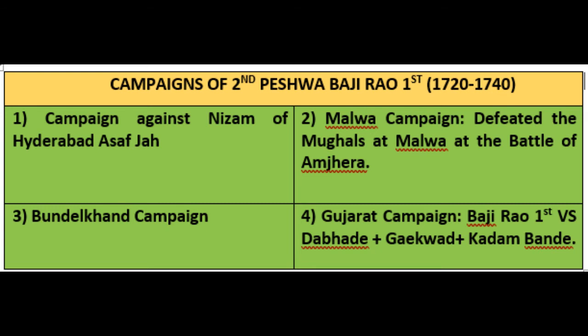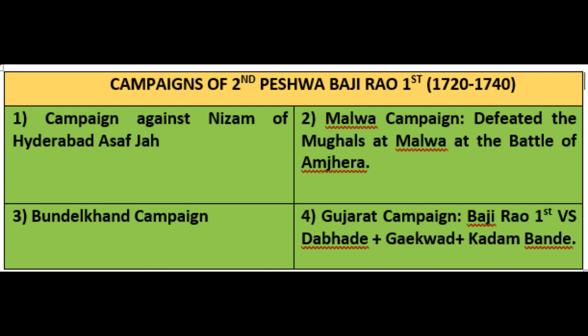Number 2. Malwa campaign. Defeated the Mughals at Malwa at the Battle of Amjher. Number 3. Bundelkhand campaign. In Bundelkhand, Chhatrasal rebelled against the Mughals and formed the independent state of Bundelkhand. Mughal forces under Muhammad Khan Bangash attacked Chhatrasal and Bajirao I came to help the Bundelkhand Empire. The Mughals were defeated and later Bajirao I married Mastani, the second wife of Bajirao I. Mastani was the daughter of Chhatrasal and his Persian Muslim concubine called Ruhani Begum.